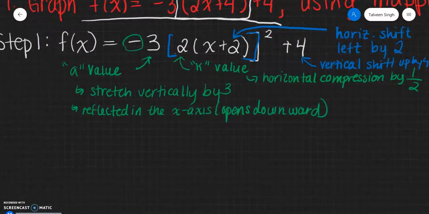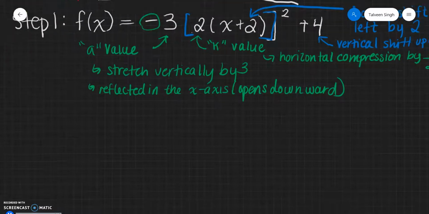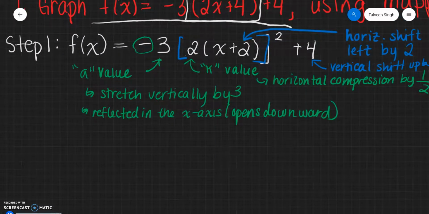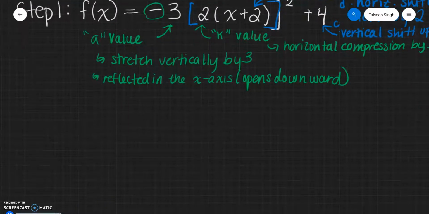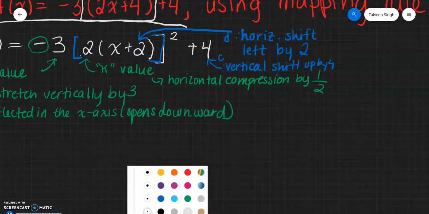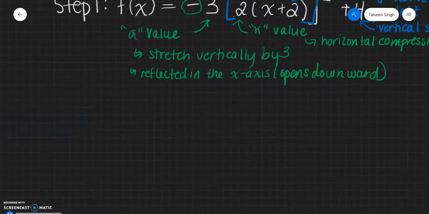Okay, so now that we have all of our shifts, this horizontal shift is our D value, and this vertical shift is our C value. So now that we have all of our A, K, C, and D values, we're just going to write those numbers down and fill it out for ourselves.